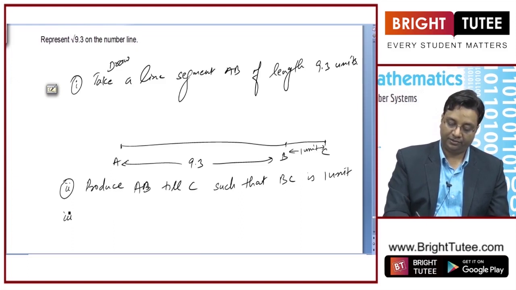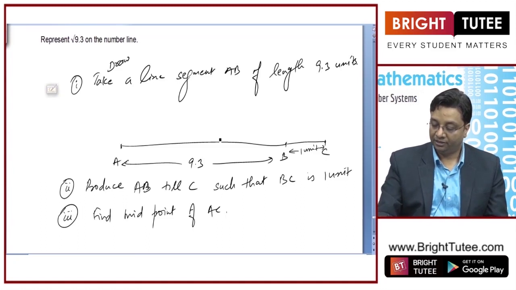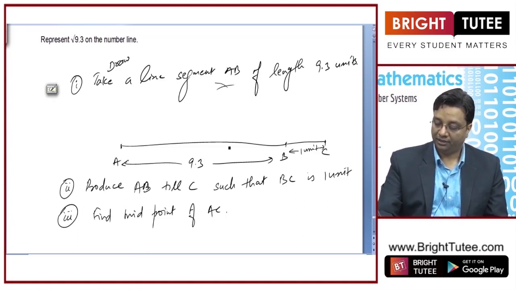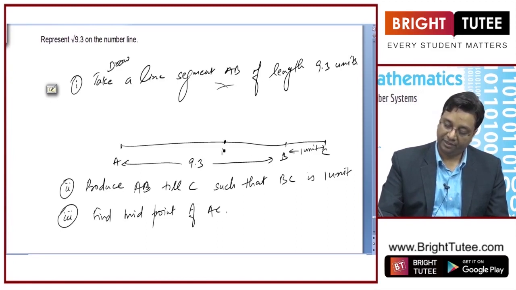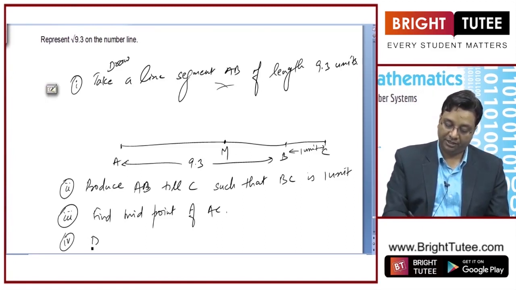Third point, find the midpoint of AC geometrically. Okay, so you can find the midpoint of AC, right? Let it be this point. Name it M. Now fourth point, draw a semicircle.